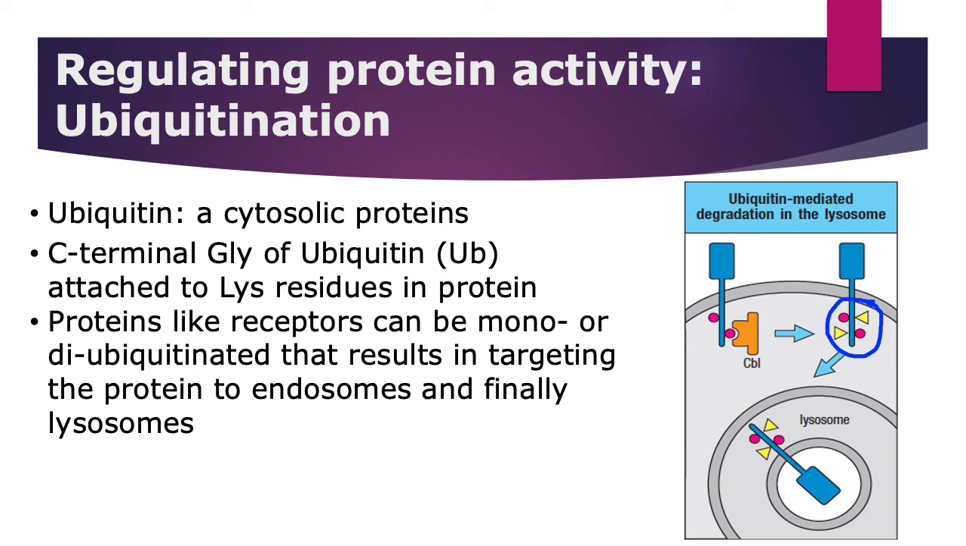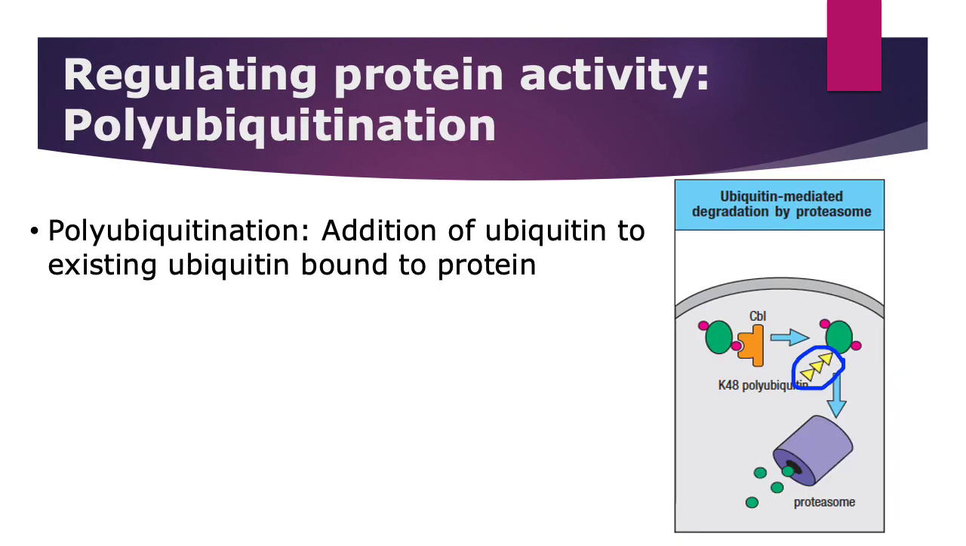And this ubiquitination then results in that protein going into endosomes, which will ultimately fuse with the lysosome and result in an appropriate fate of the protein, like degradation of the protein. In addition to mono and diubiquitination, polyubiquitination can also occur. Polyubiquitination is the addition of ubiquitin to existing ubiquitin that has been attached to a protein, as shown in the figure.